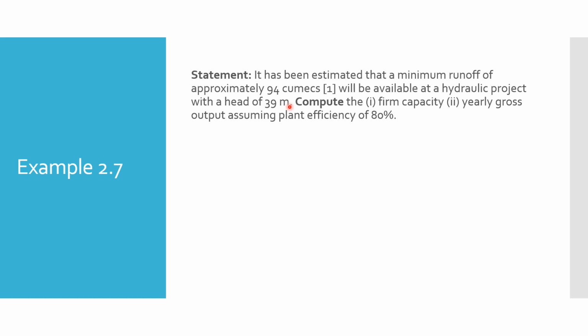Now, as I have told you previously, 1 cumec is equal to 1 cubic meter per second. So 1 cubic meter of water will flow out of the dam every second if the flow rate is 1 cumec. But in our case it is 94 cumecs, so 94 cubic meters of water will flow out of the dam every second. You have to compute the firm capacity and yearly gross output, assuming plant efficiency of 80%.